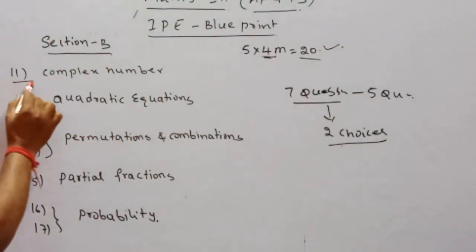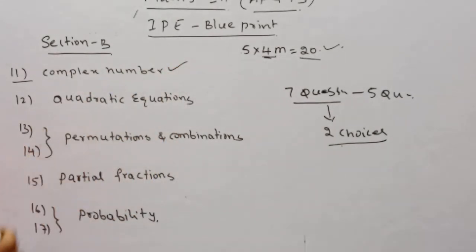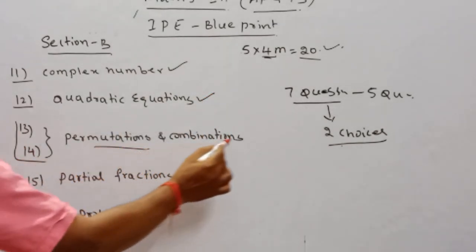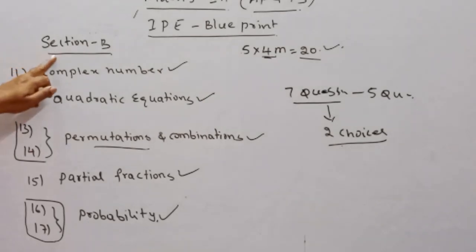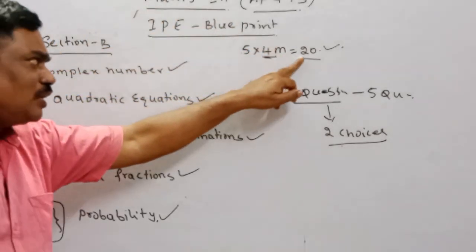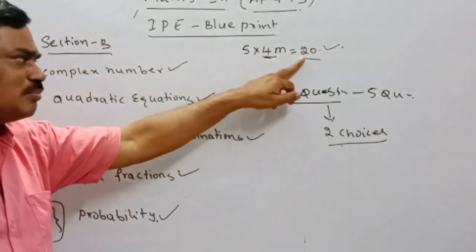Here question number 11 is from complex numbers, question number 12 is quadratic equations, question numbers 13 and 14 are permutations and combinations, question number 15 is partial fractions, and question numbers 16 and 17 are probability. So this is the total Section B. Section B carries 20 marks.